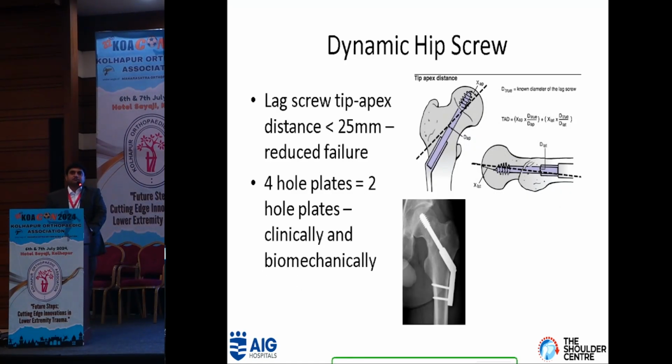The key factor while doing a DHS, which we have to absolutely respect, is the tip apex distance as described by Baumgartner. I'm sure all of you are aware. I'm not going to get into the details, but that is the key determinant in which fractures fail. If the tip apex distance is more than 25 millimeters, then there is a high likelihood of failure of the DHS. The evidence also suggests that the number of holes in the shaft doesn't make a difference. 4-hole plates and 2-hole plates give similar outcomes in stable fractures.